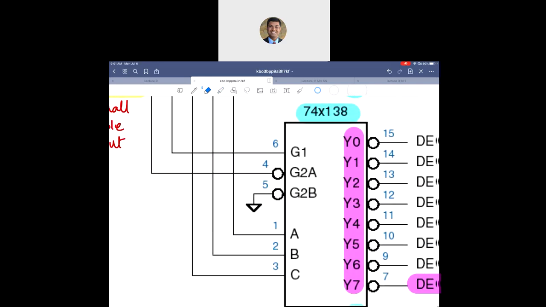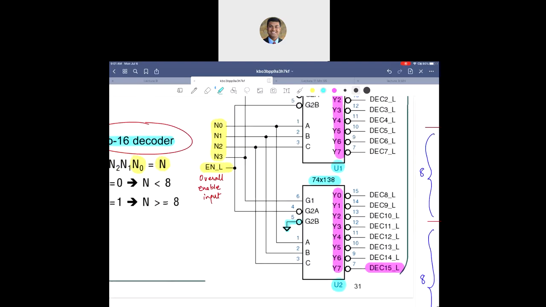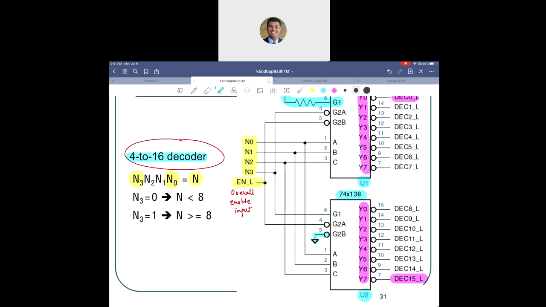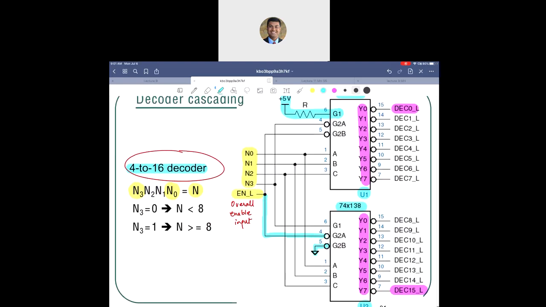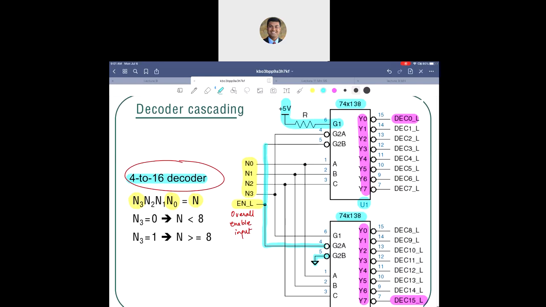G2_B enabled. It is connected to ground. Hard connection to ground. So enabled, check. How about the others? Now let us see. Enable of the overall pin goes to G2A over here and it goes to G2B over here.